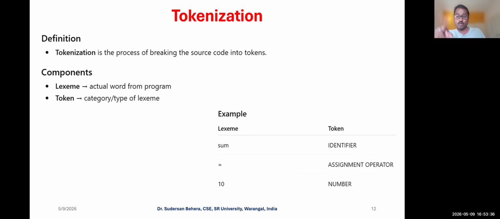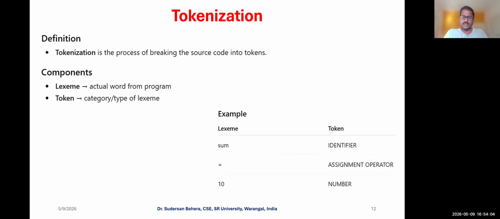So KISS, then CO. C for constant is a kind of token, maybe real constant, maybe integer constant. Then O for operator: plus, minus, into, modulus, percentage, logical AND, logical OR, all together known as operators. So there are six types of tokens available in C language.